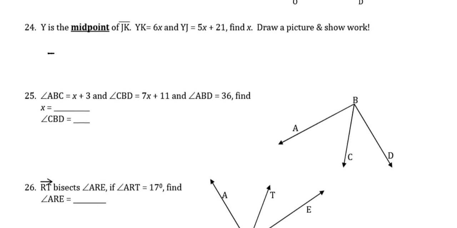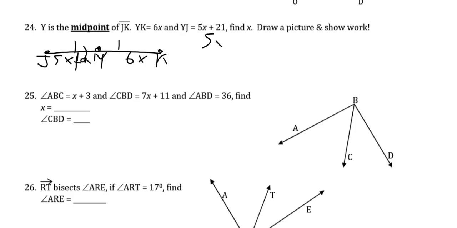Okay, draw a picture real quick. Very easy. Put some points. It says midpoint, so try to make it in the middle. I'm not going to measure it. Okay, once I know midpoint, I'm going to mark those equal. It says YK is 6x. So that's here. And YJ is 5x plus 21. All right. Well, we know they're equal to each other. So I can just write 5x plus 21 equals 6x.